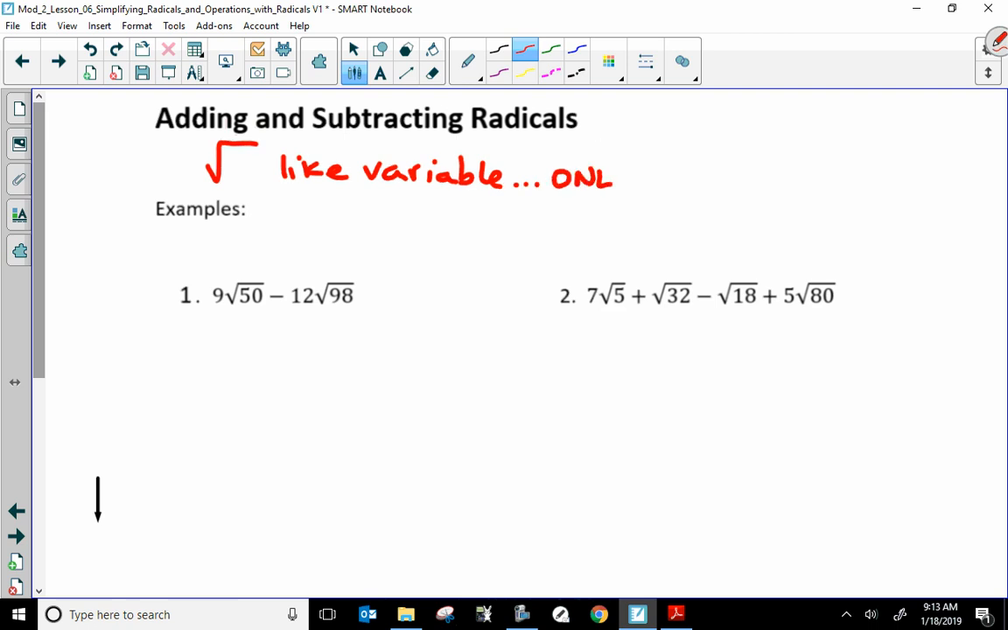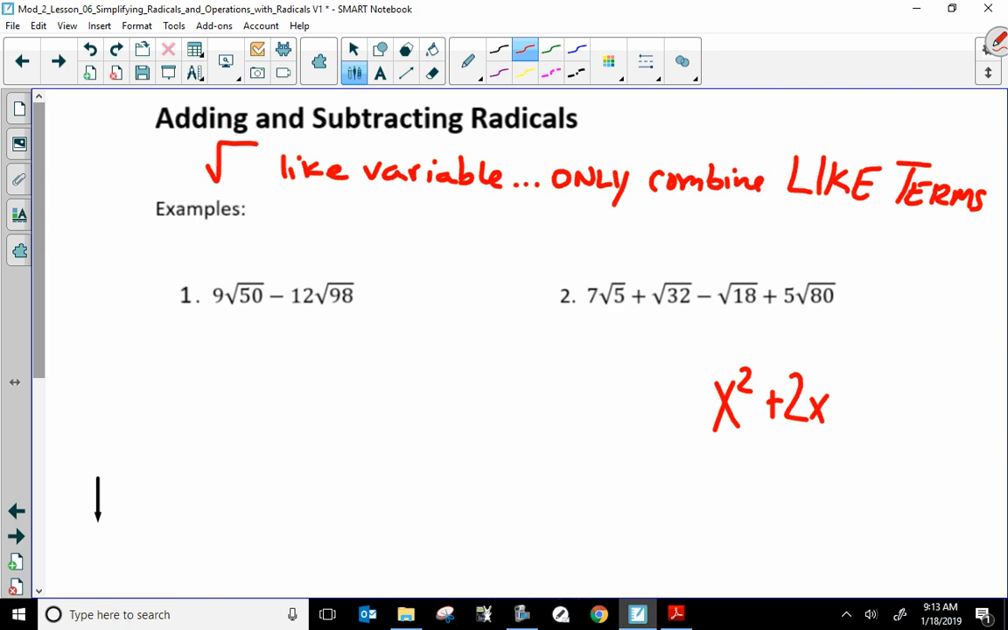You only combine like terms. Which means, if I have x squared plus 2x, I can't say this is 1x squared. I can't say that's 3x cubed. No, these I've got to leave like that. The minute the variables are the same, they become like terms. So that's 3x squared.